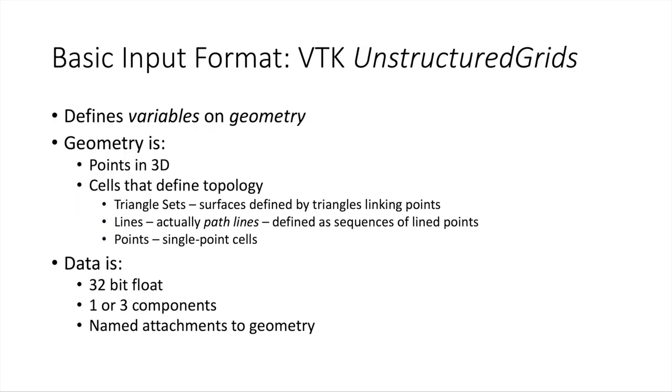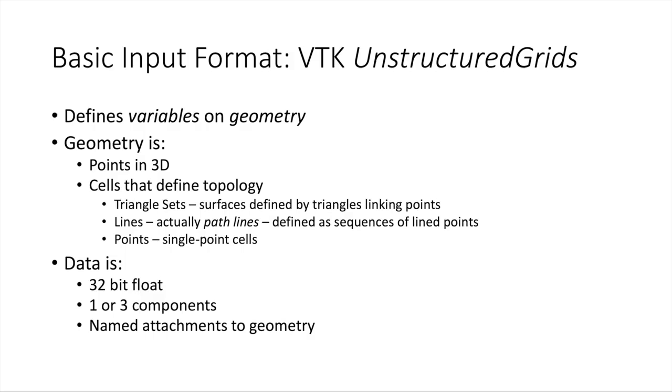The basic input format is the VTK unstructured grid data type. Unstructured grids consist of two parts, the geometry describing the three-dimensional form of the data, and values that are defined on the geometry. Sculpting Viz uses the term key data for this geometrical information and refers to the values defined on the geometry as variables. We support three basic geometrical forms, all defined in 3-space: surfaces, path lines, and points. These are specified in a VTK unstructured grid as a set of vertices and a set of elements, or cells, that link the vertices together.